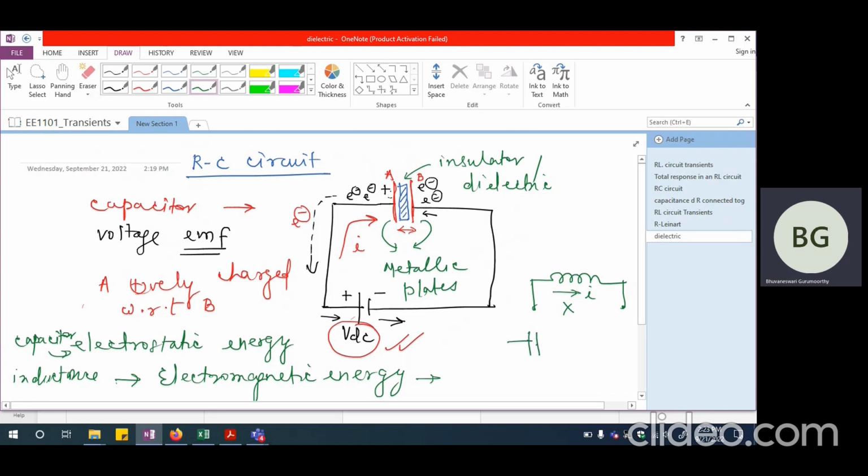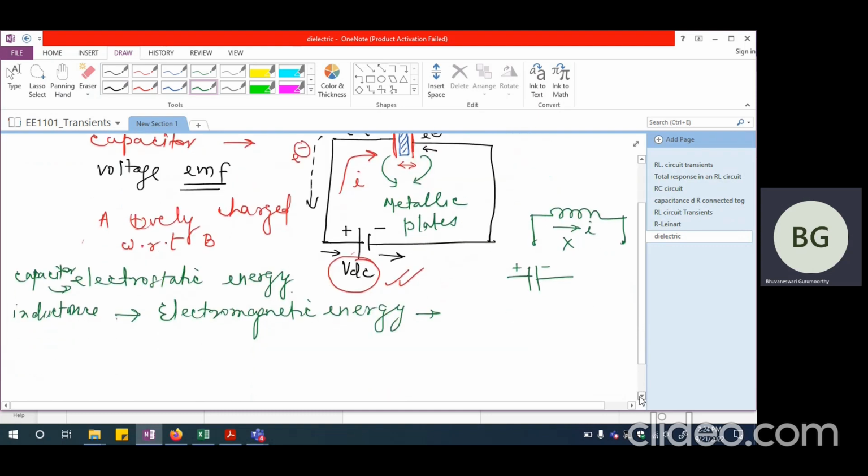But in a capacitor, it can retain the charge definitely for a longer duration. So electrostatic energy can be retained by a capacitor, whereas electromagnetic energy cannot be retained by an inductor the moment it is disconnected from the circuit. So this is one of the major differences between a capacitor and an inductor.